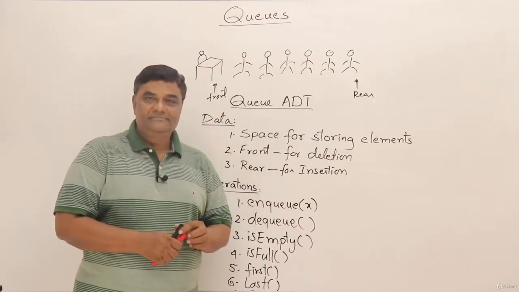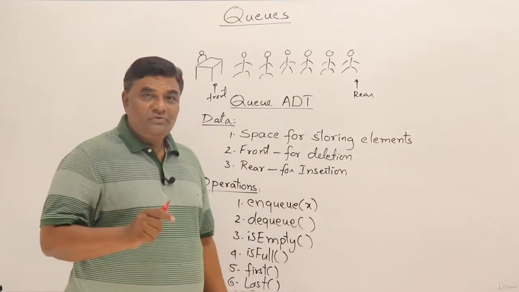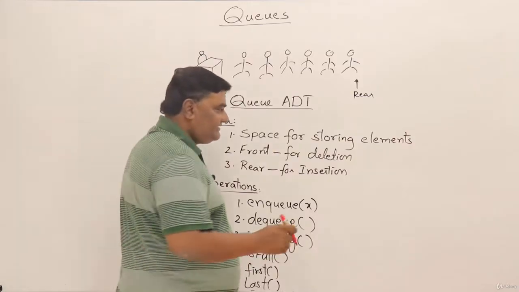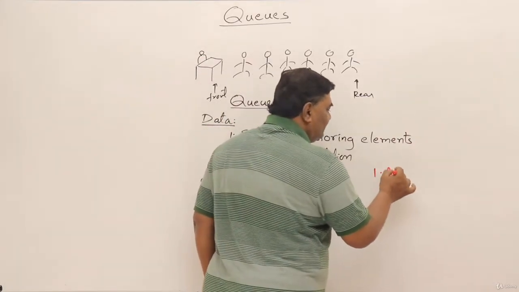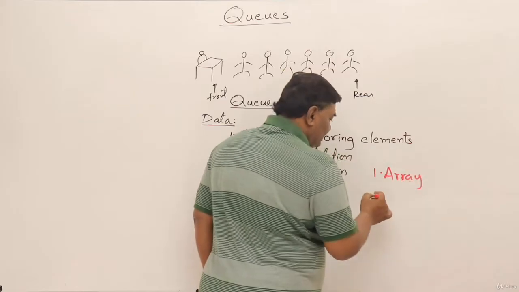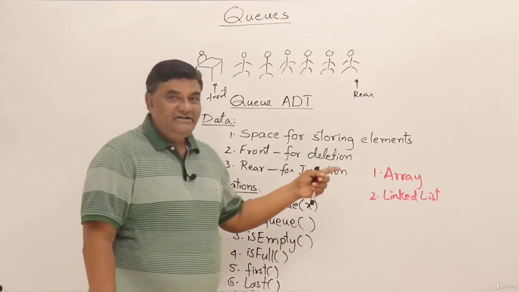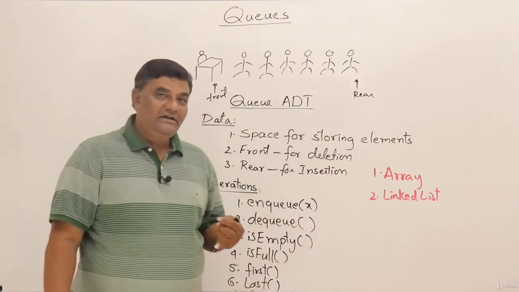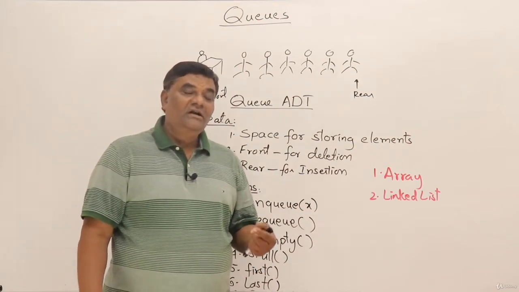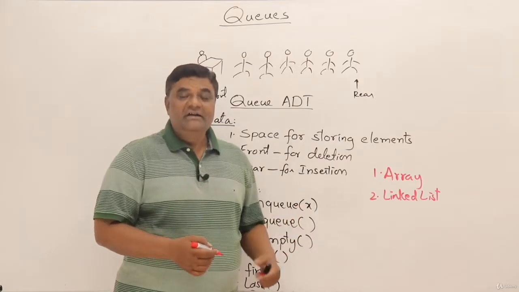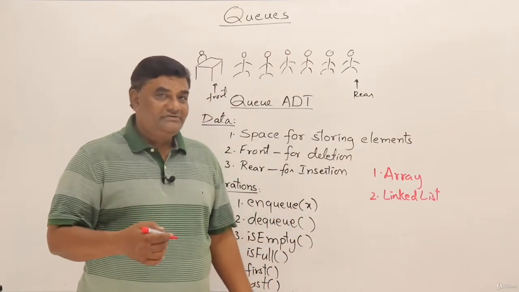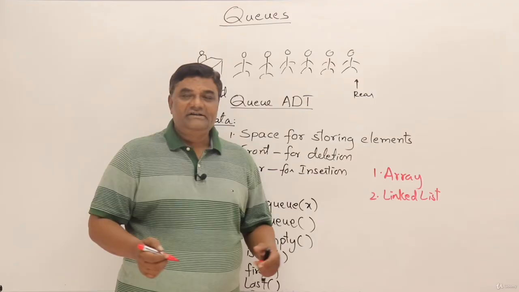Now next, a queue can be implemented using two physical data structures, that are array and linked list. So a queue can be implemented using either of these two data structures, array as well as linked list. So we have to learn how to implement a queue using an array, then how to implement a queue using a linked list. That's all in the introduction.